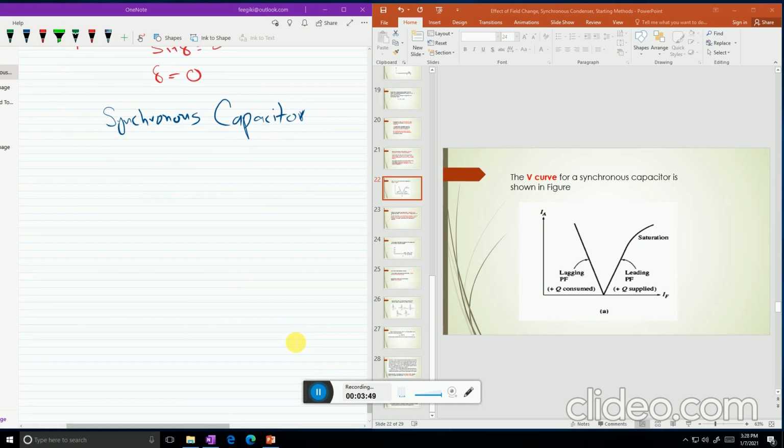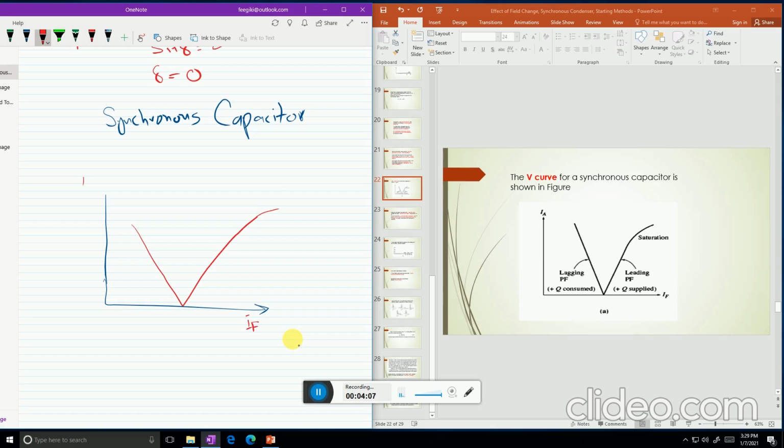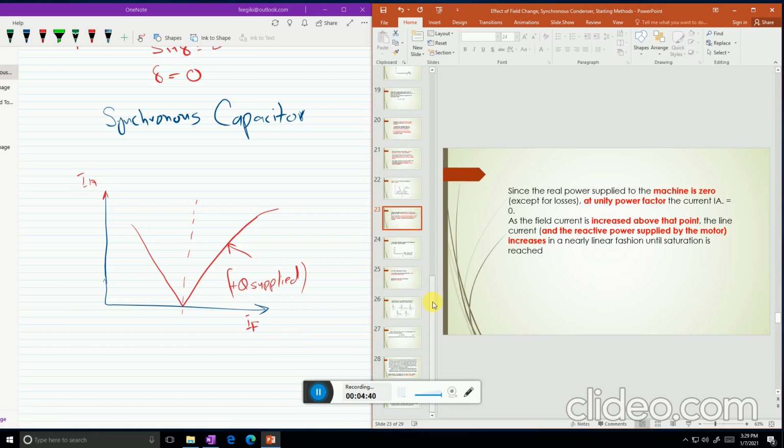So the V curve for a synchronous capacitor is shown here. At this point, if this is IF and this is IA, the power delivered by the synchronous motor is 0. So IA is approximately 0 at a unity power factor, and when IF is further increased, the reactive power delivered to the system also increases linearly until the point of saturation is reached. So that's how the synchronous motors are used as a capacitor.